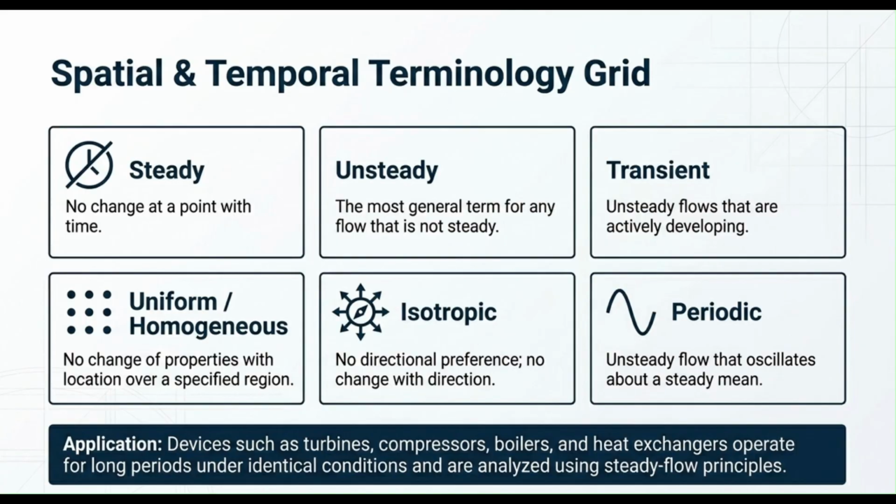Uniform flow means the fluid properties do not change with position over a specified region. Isotropic means there are no directional preferences. The properties are the same in all directions. Periodic flow means the flow will repeat in time around a mean value. Many rotating machines like pumps, compressors, and vibrating systems involve periodic behavior.